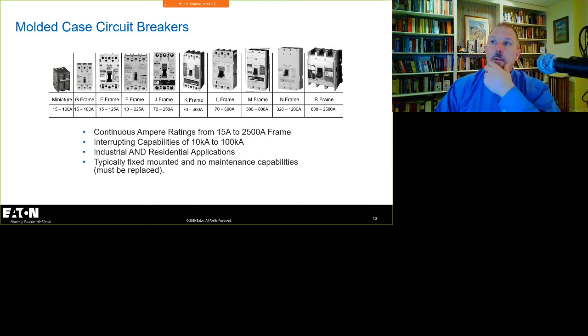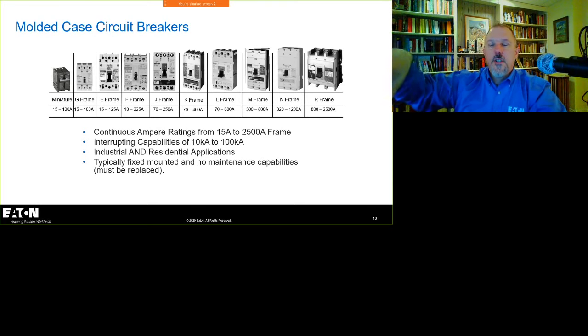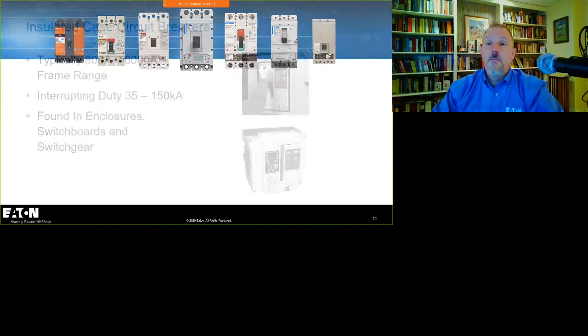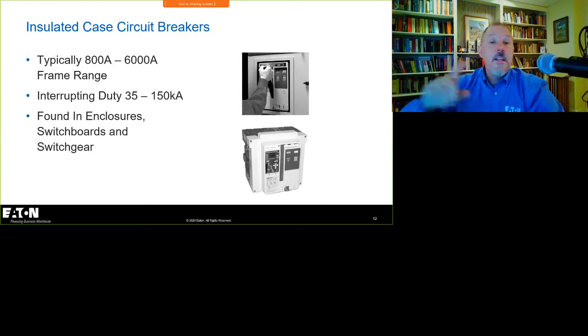Fixed mounted, you'll have plug on. Most of the miniatures come in both plug on and bolt on, and the rest of these are pretty much bolted into a panel board. This is the new lineup from Eaton. We have our new Power Defense breakers out, so go out and check out the website at eaton.com. Take a look at the whole circuit breaker lineup. That's all changed, and I'm going to talk about some of the unique features that will help from an electrical safety perspective, selective coordination perspective, and more as we move through this presentation. I might even ask somebody from our experience center to make a little debut, so stay tuned for that.